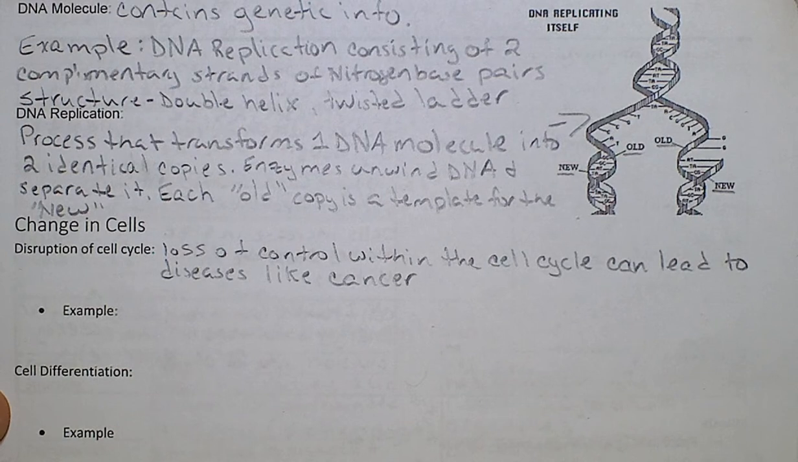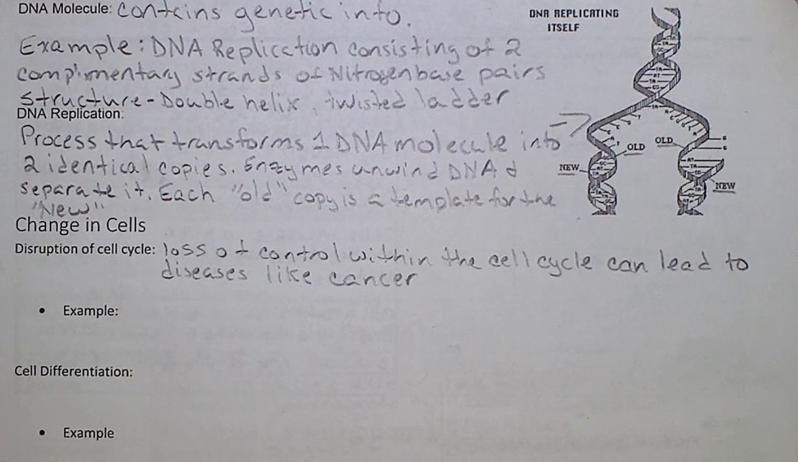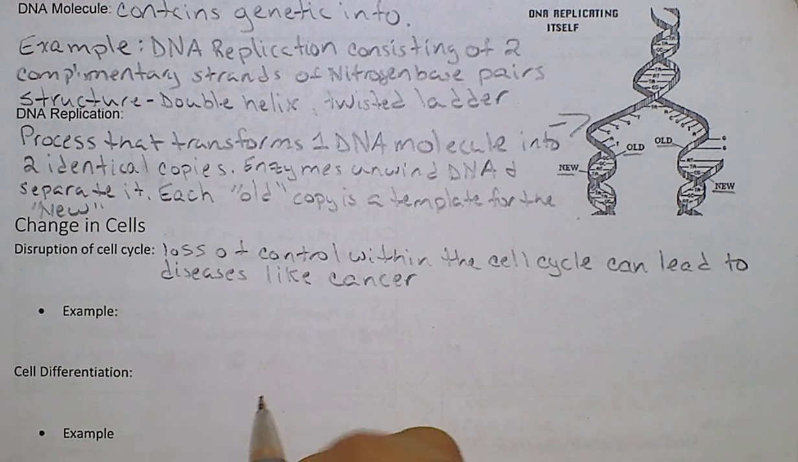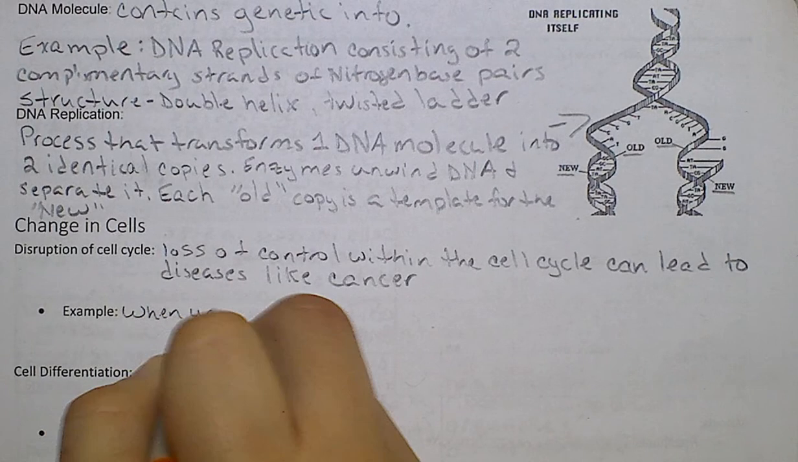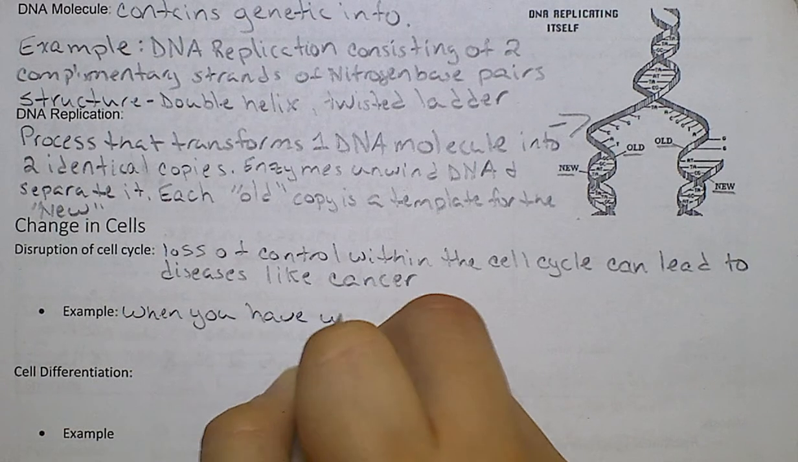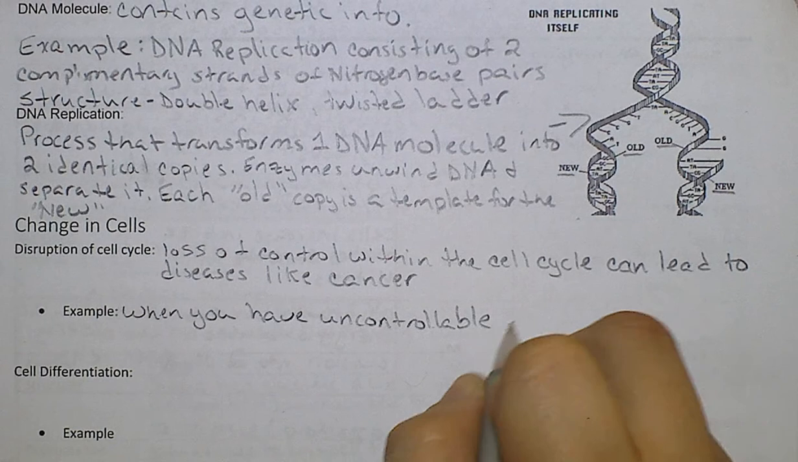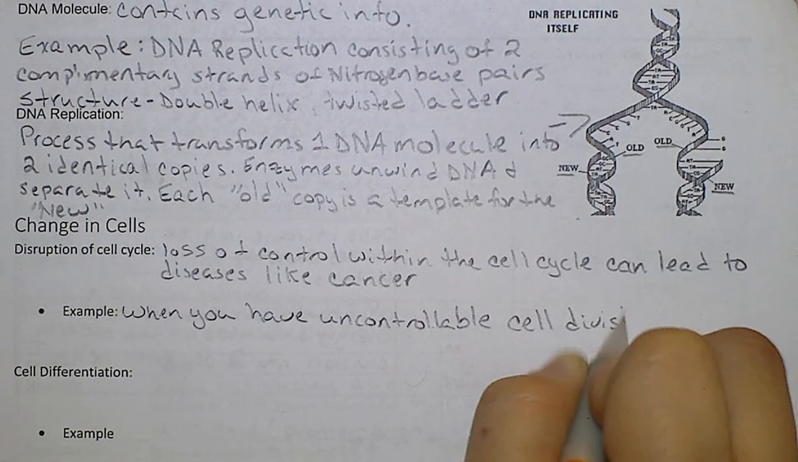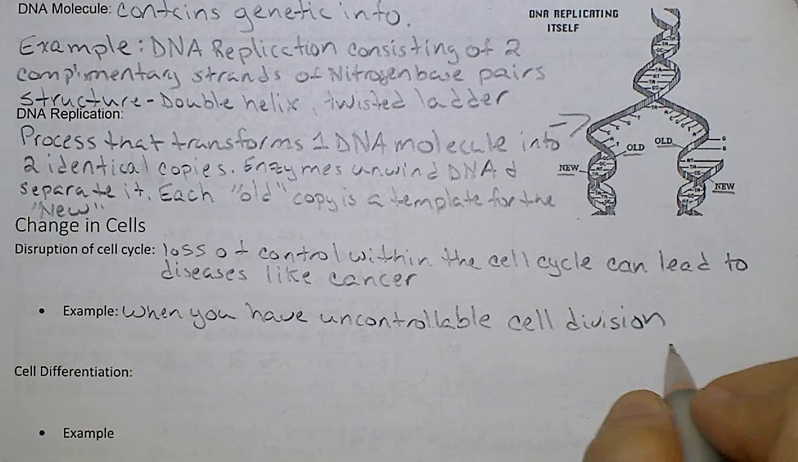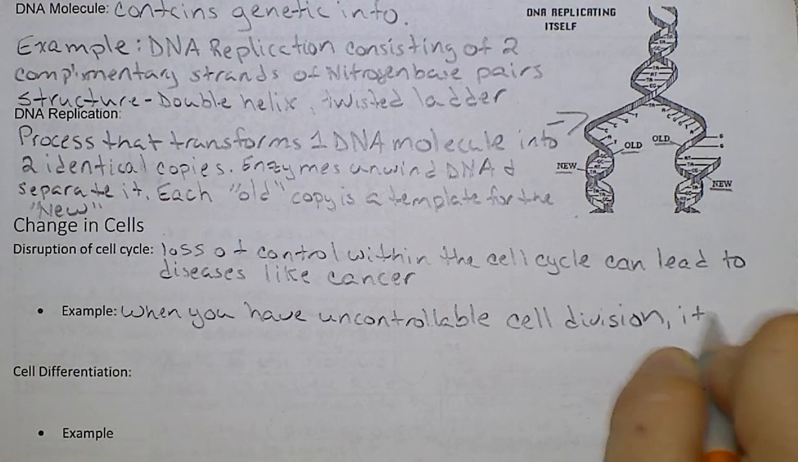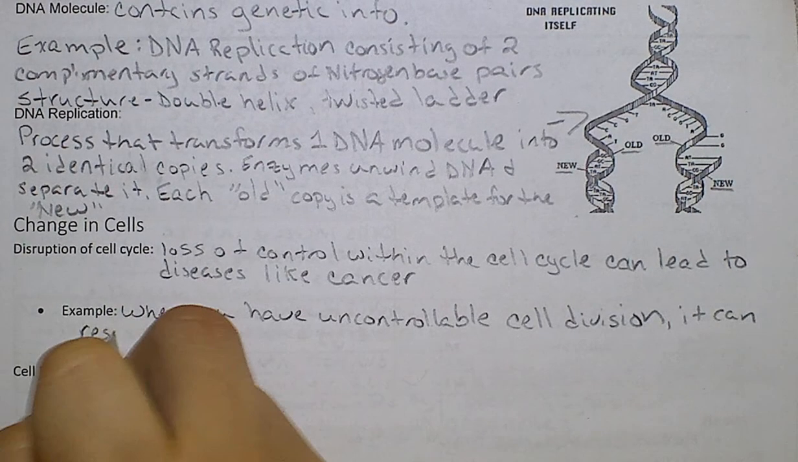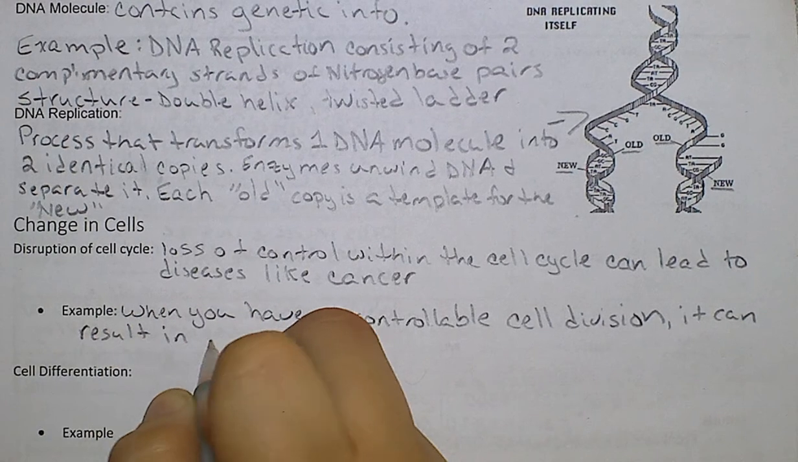So we have on our example. When you have uncontrollable cell division, it can result in the formation and spread of tumors.